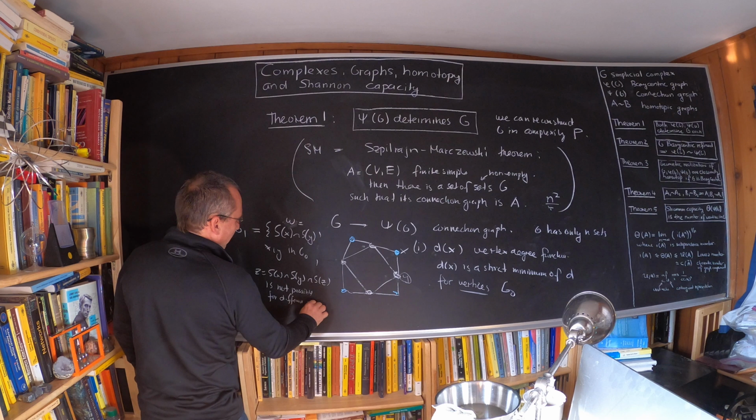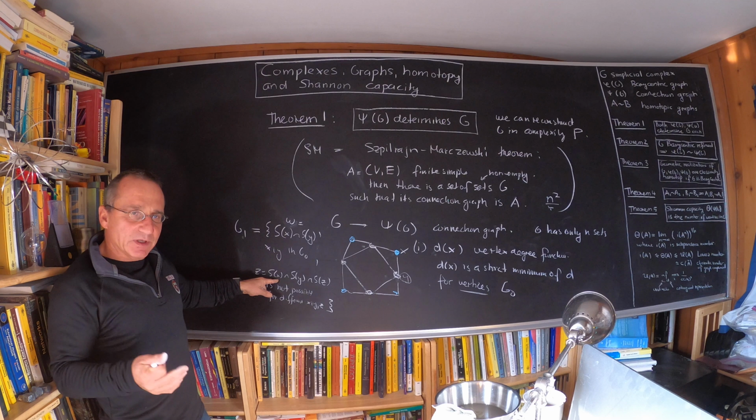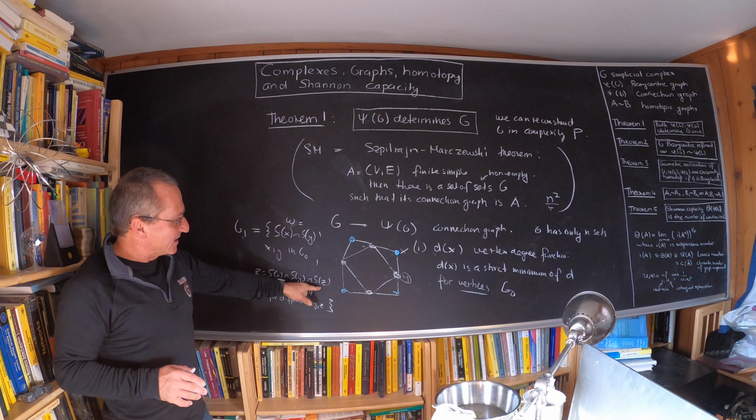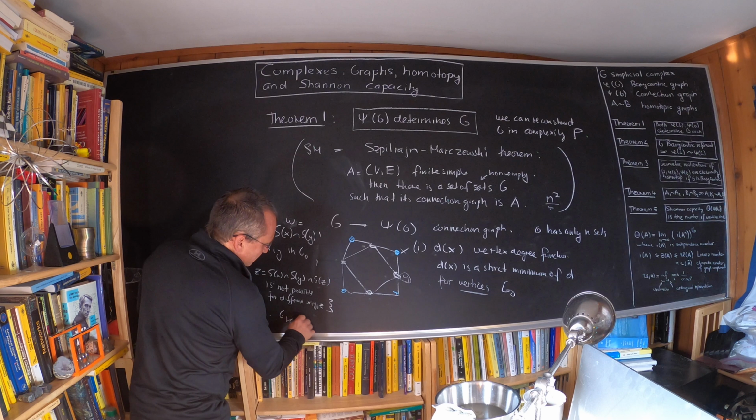So that's how we get G1. G1 are all the intersections of unit spheres, all the vertices which are connected to X, the graph generated by that. And we take the intersection of all of this, which would actually give triangles if you cannot do it with 4 points. So like that, we can construct G2, and so on, until Gk, where k is the maximal dimension.